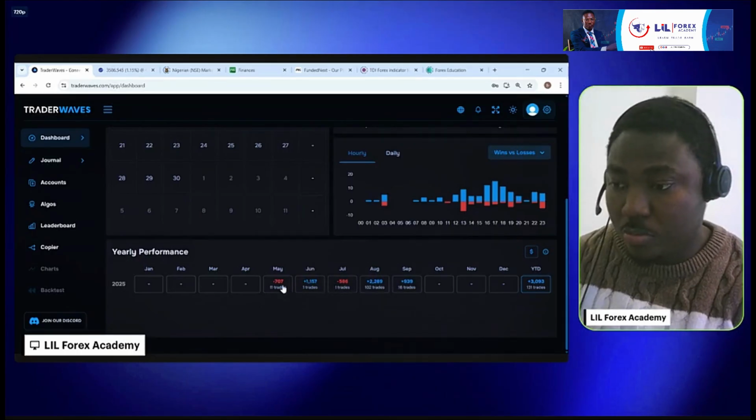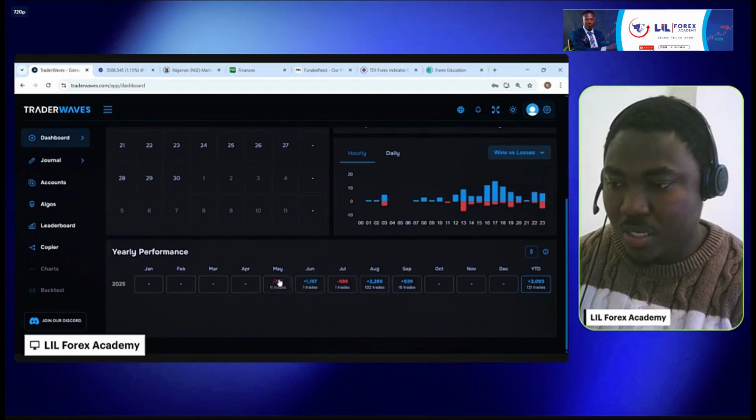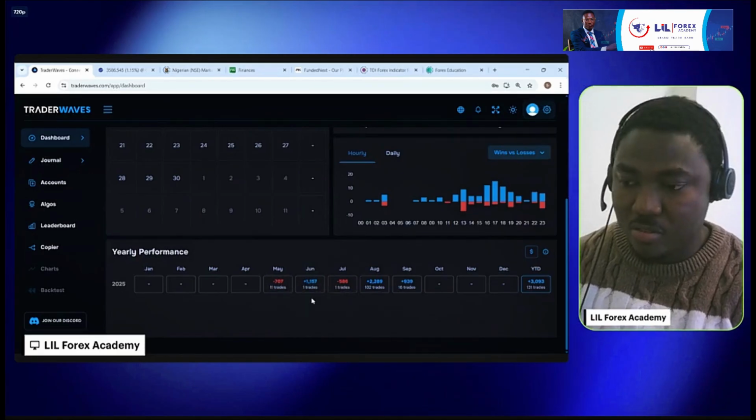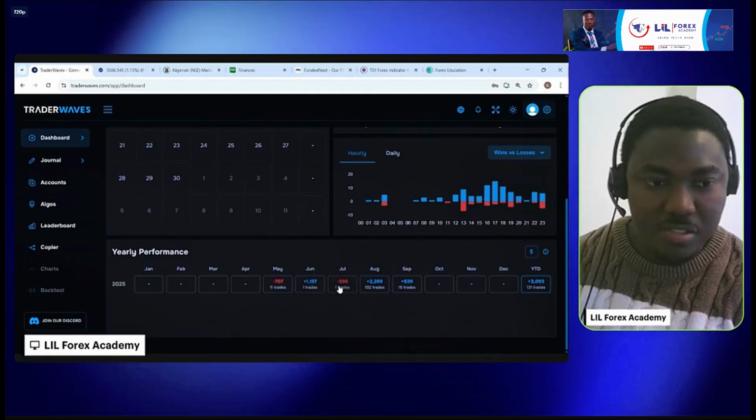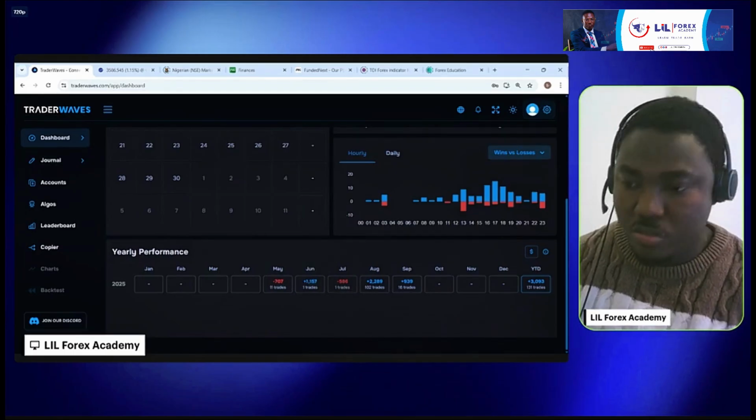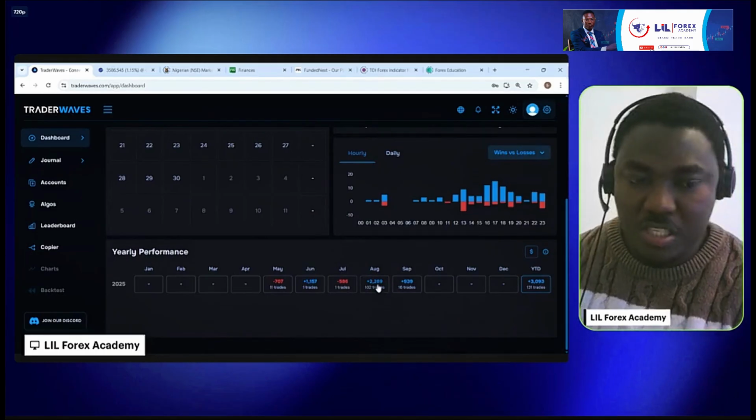Because all these periods I was working full time. That's why my trading is just like this, because I barely had time for the charts. You can see only one trade in June, only one trade in July, 11 trades in May, all this period. I was not really a full-time trader. I was just trying to trade, to keep up with the lifestyle. But in August, I started trading full-time.